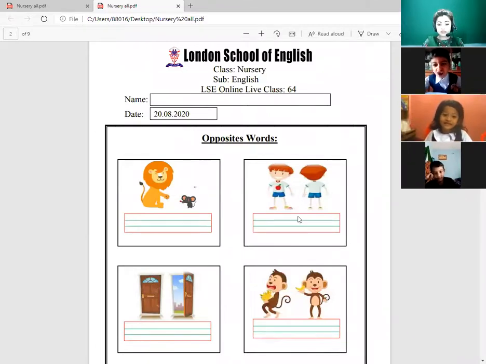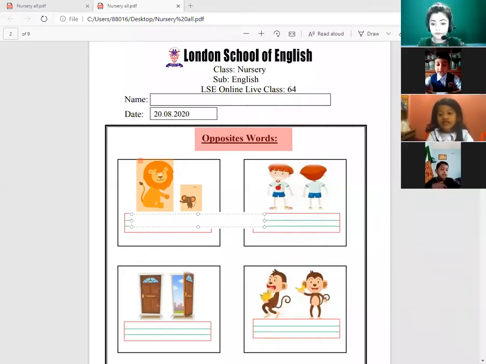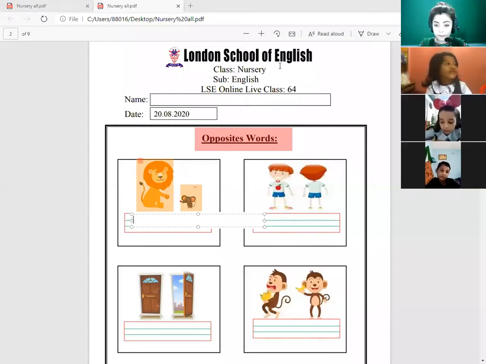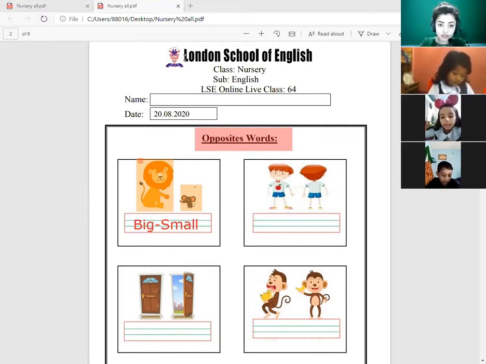Now, baby, I will clearly show you the worksheet. Okay, today's topic is opposite words. Here we have a picture of two things, one and two. The first thing is big and the second thing is small. First one is big, then the opposite word is small. Big, opposite small. S-M-A-double L.